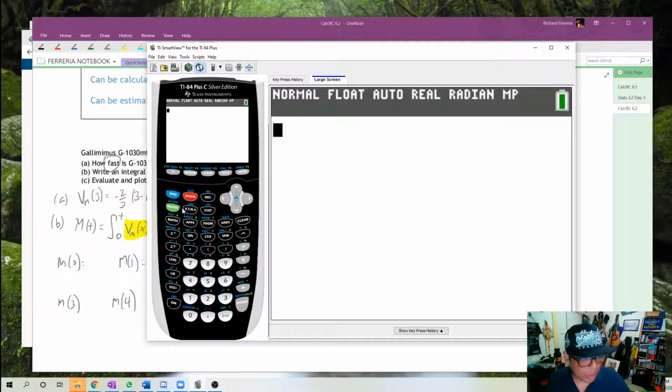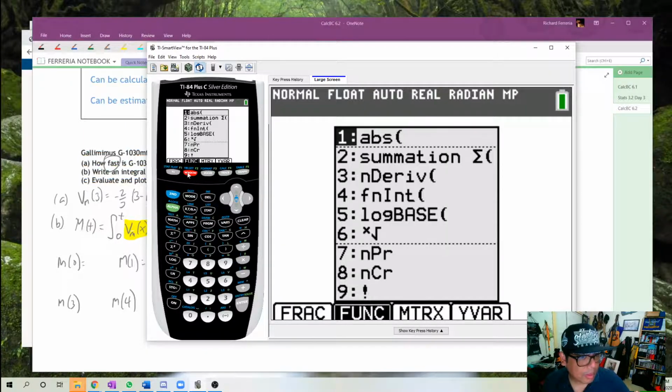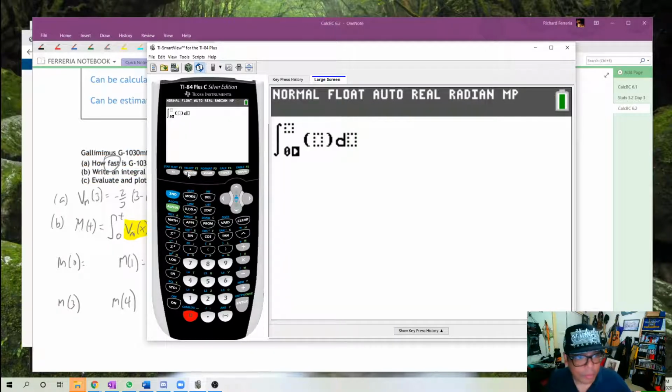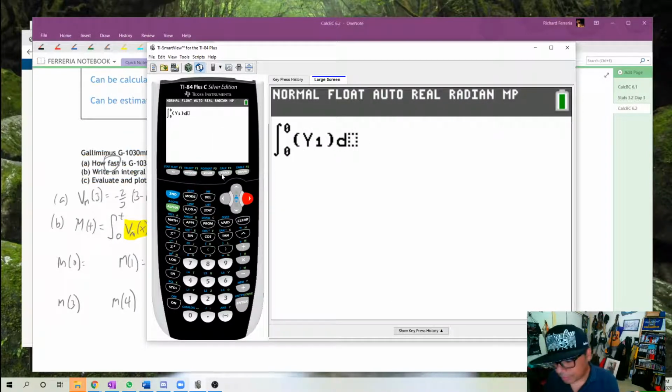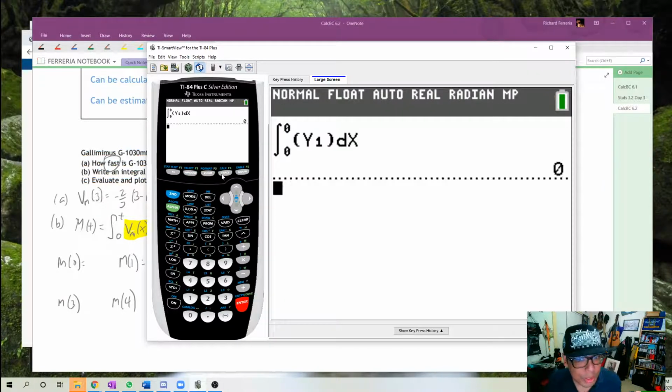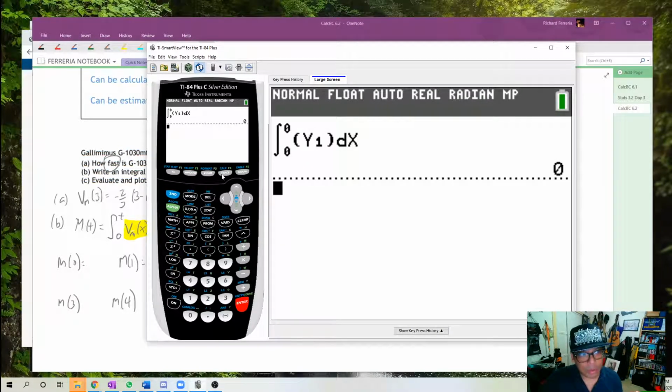And we're going to integrate again. I'll remind you that is from the alpha window and number 4. We're going to integrate from 0 to 0. That's the first one. Y1 dx. And that should give me 0. I hope that makes sense, because if we're going from 0 to 0, there is literally no area to accumulate. So without even using the calculator, we should have known that this is equal to 0.